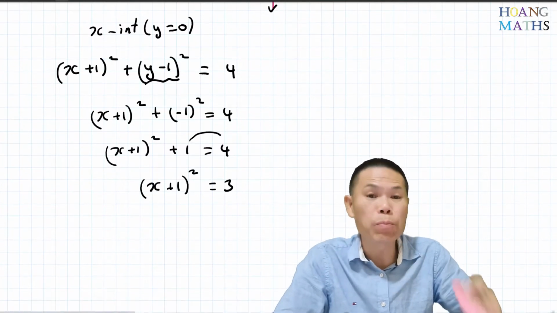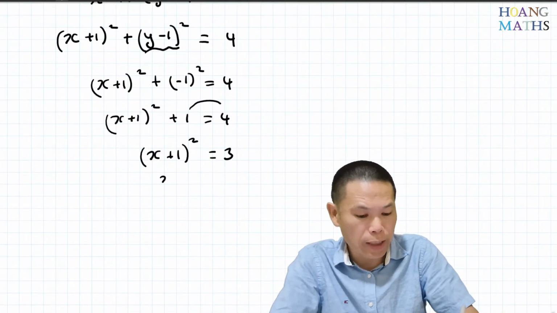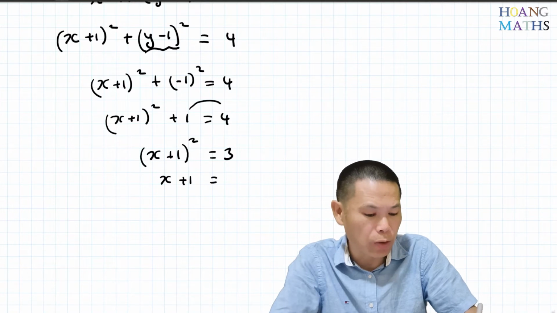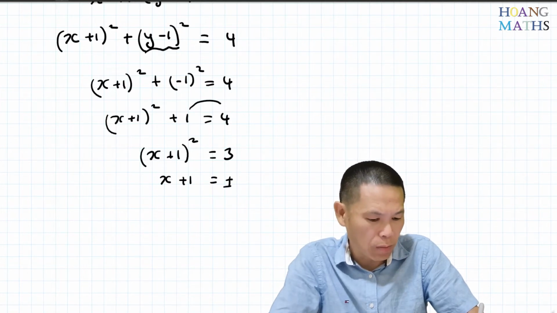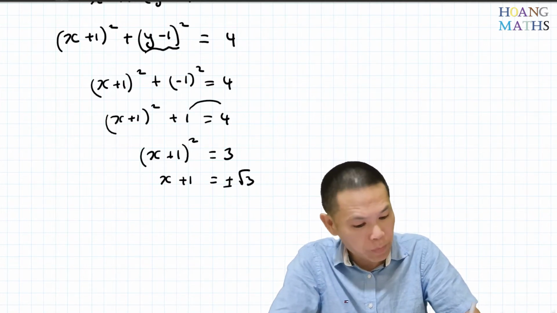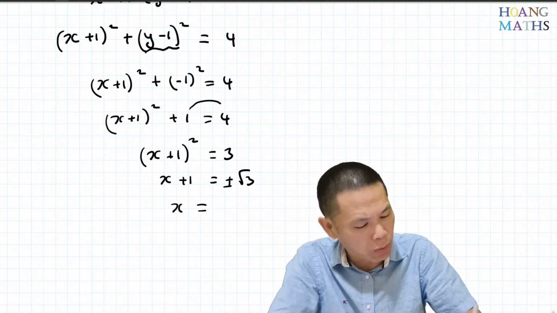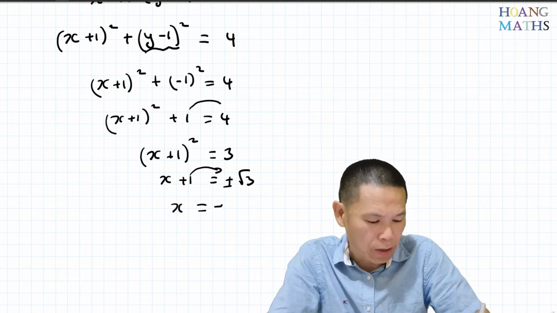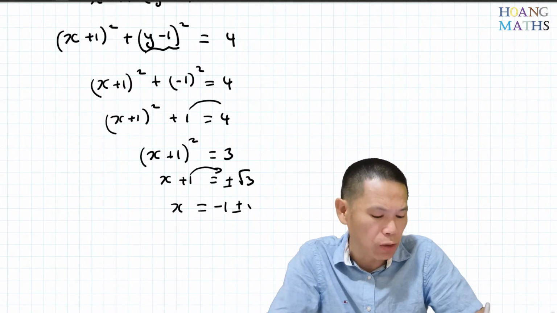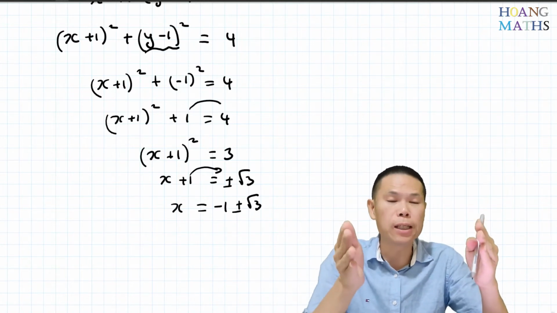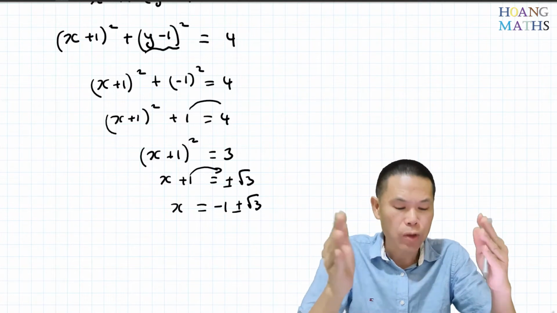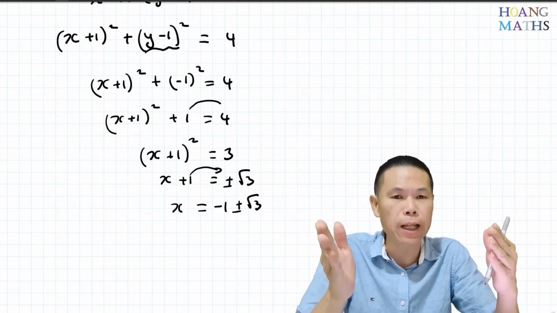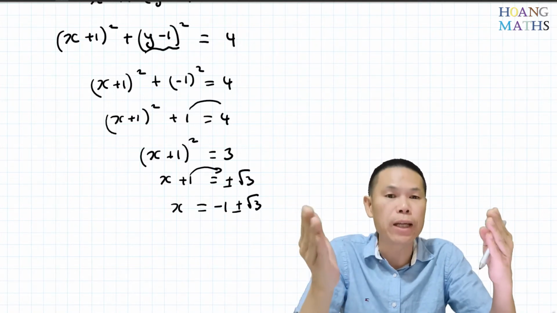And then we square root both sides. So x plus 1 is equal to plus or minus root 3. So therefore x is equal to, we move the 1 to that side, becomes -1. So -1 plus or minus root 3. So that is the x-intercept. Of course, I can just put it in the calculator and get a decimal, but I just leave it in exact form.